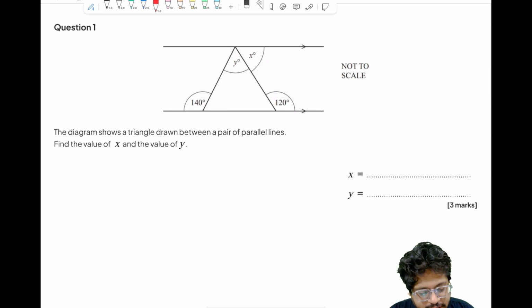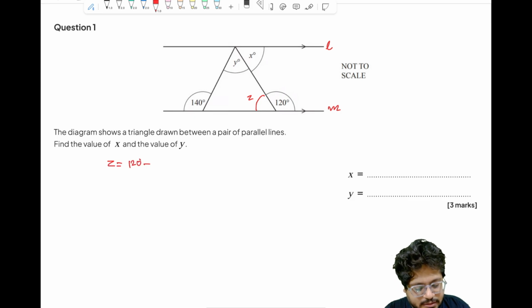Here these two lines, let's say L and M, both are parallel to each other because the symbol is for parallel, and we are supposed to find X and Y. So let's first find X. Let's say this is 120. Let's call this angle Z. Then Z is a linear pair of 120, so Z can be written as 180 minus 120. So Z will be 60 only.